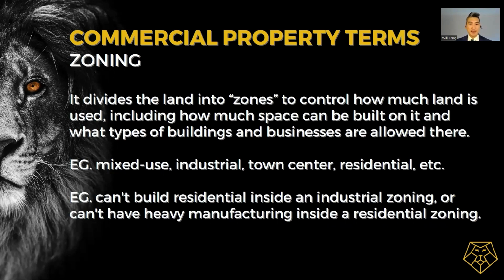So, for example, you can't build a residential property inside an industrial zoning. Okay, so if you bought an industrial piece of land, you won't be permitted to build a residential property on top. Or, another example is you can't have heavy manufacturing businesses inside a residential zone. Okay, so zoning governs what can and can't be done on the property.